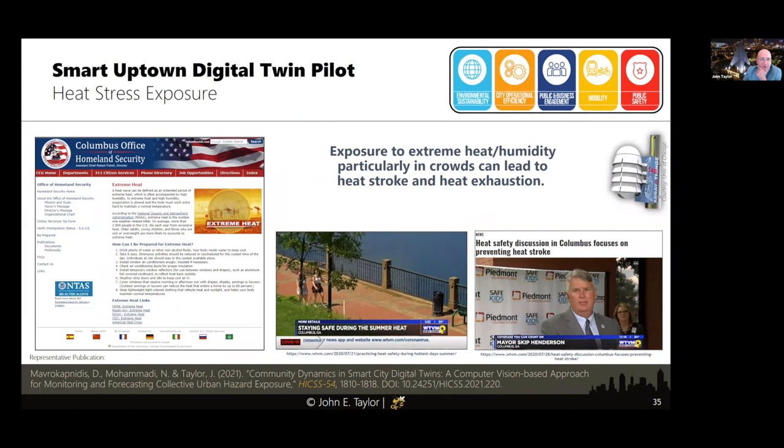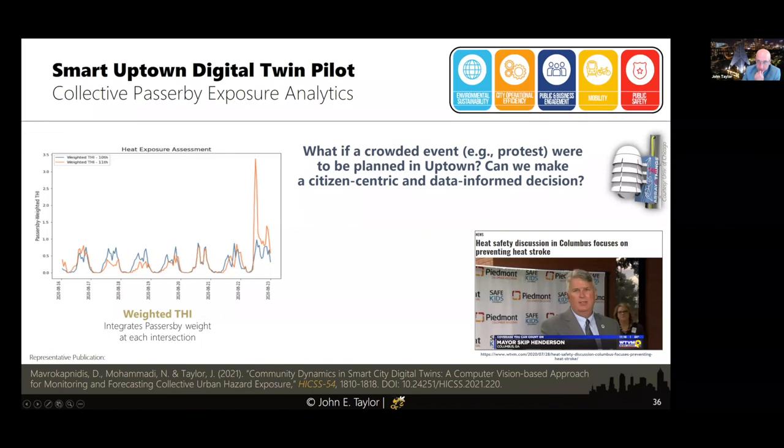Here's just an alert from the Columbus Office of Homeland Security about extreme heat, and here's the mayor talking about how to be safe when it's extremely hot like this. And so we wanted to provide something to the city managers, IT staff, and so on, to understand when the levels are getting to a point where it would be useful to do an intervention. I'll explain what I mean by that in a moment.